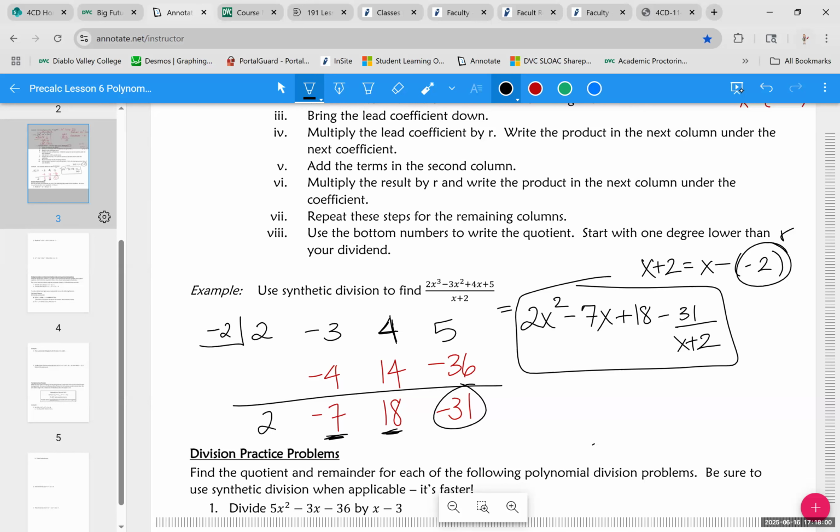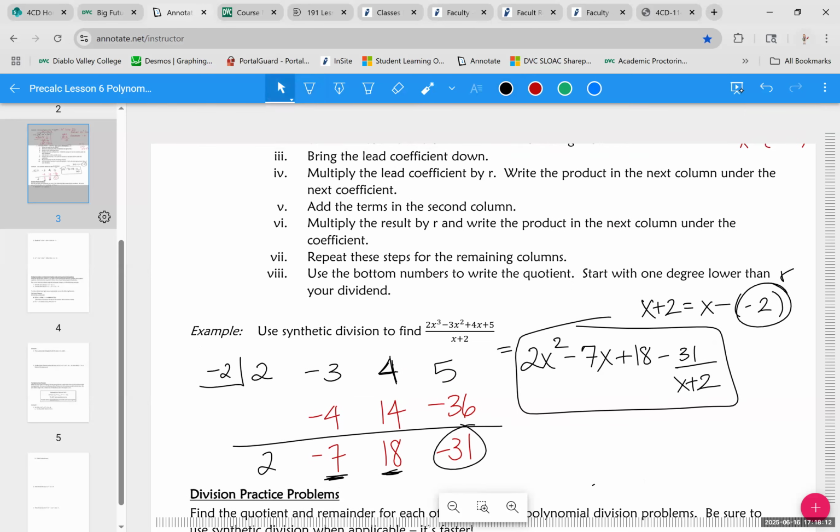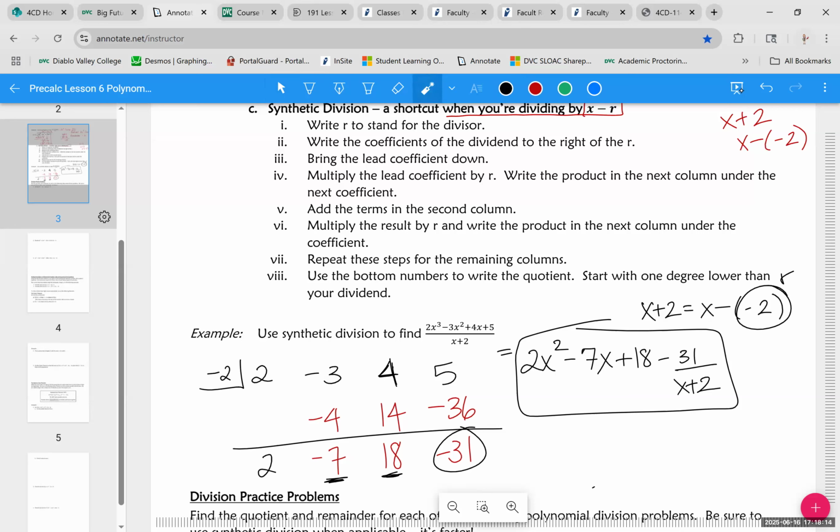So this is definitely shorter. It's more efficient, but it can only be used in that situation where you're dividing by x plus or minus a number. So we're going to go ahead and just peek at what these instructions say. Write R to stand for the divisor. Check. Write the coefficients of the dividend. The dividend is the thing you're dividing into. To the right of R, write the coefficients of the dividend.